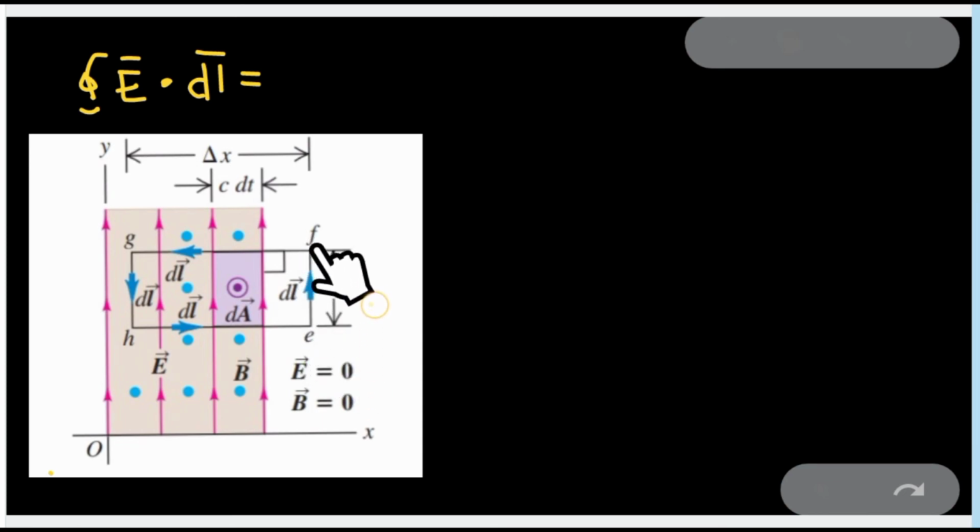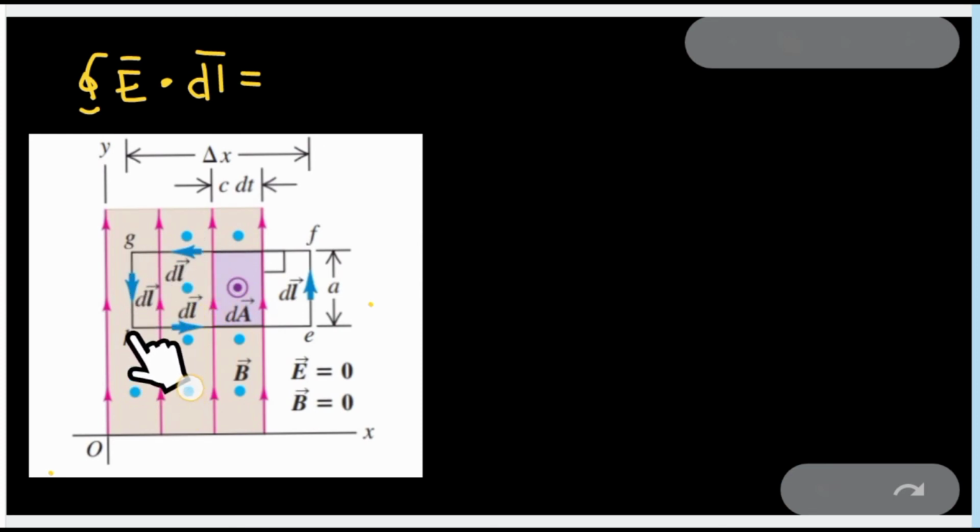On side EF, the electric field is zero, so it doesn't contribute to the integral. On sides FG and HE, the field is either zero or perpendicular to dl, so they don't contribute either. Only side GH contributes to the integral, because there is an electric field present here. This pink one is the electric field.